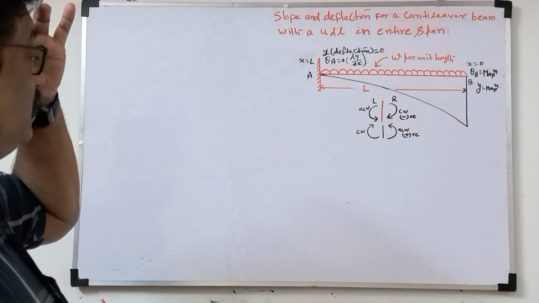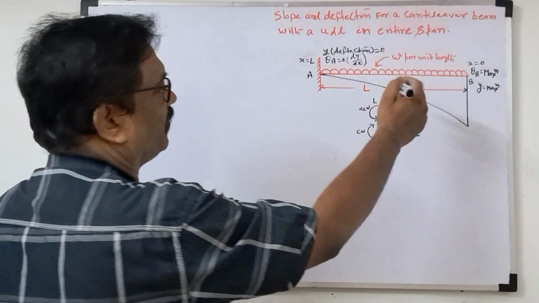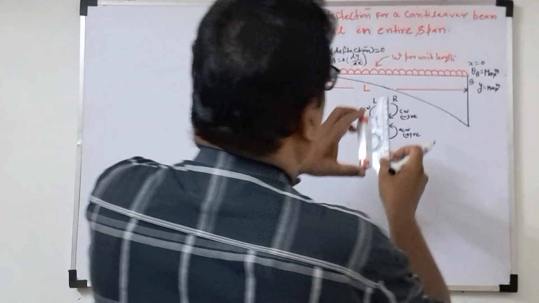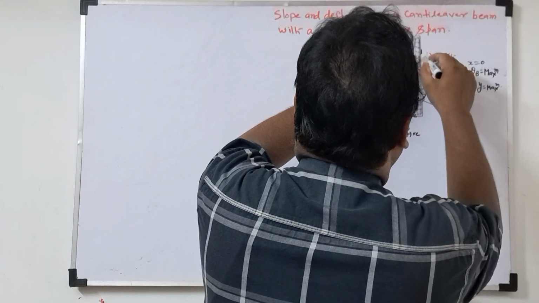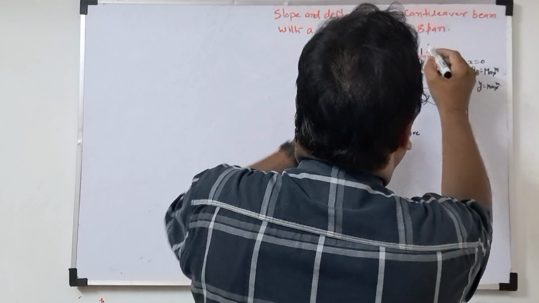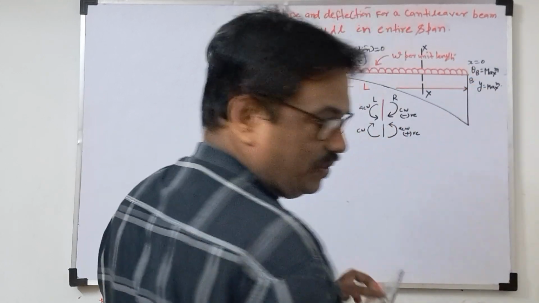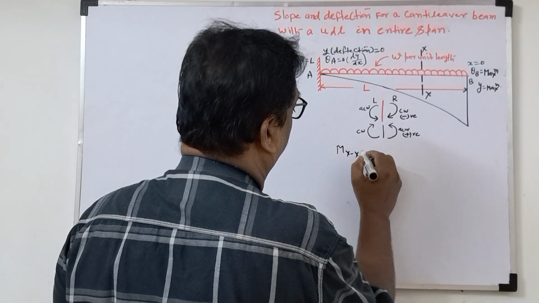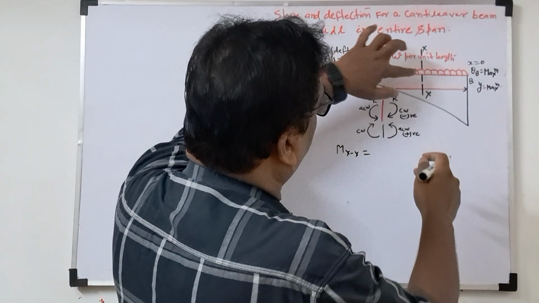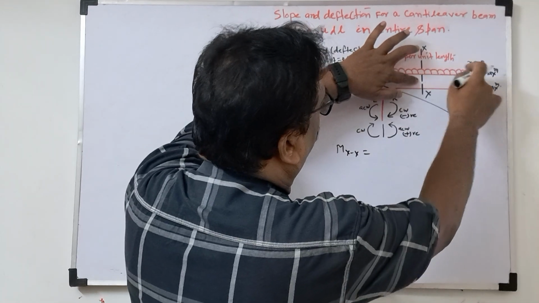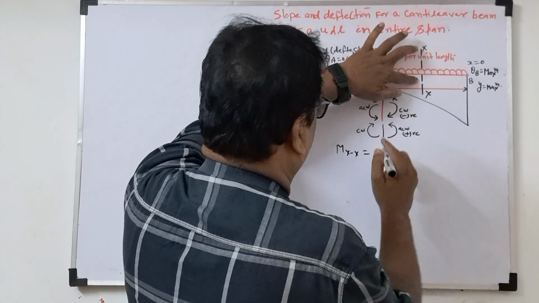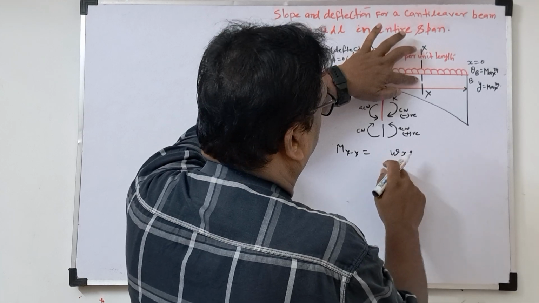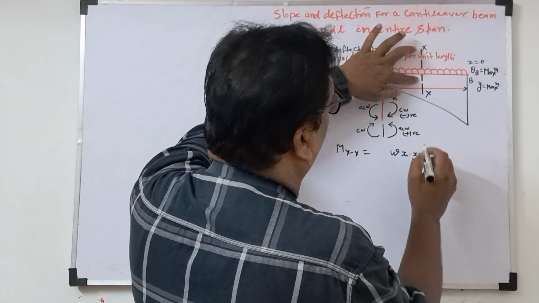Before this we need the bending moment. We will take one section xx. What is the bending moment about xx? Mxx about xx. This is the UDL, so W into x, acting at a distance of x by 2. So W into x by 2.